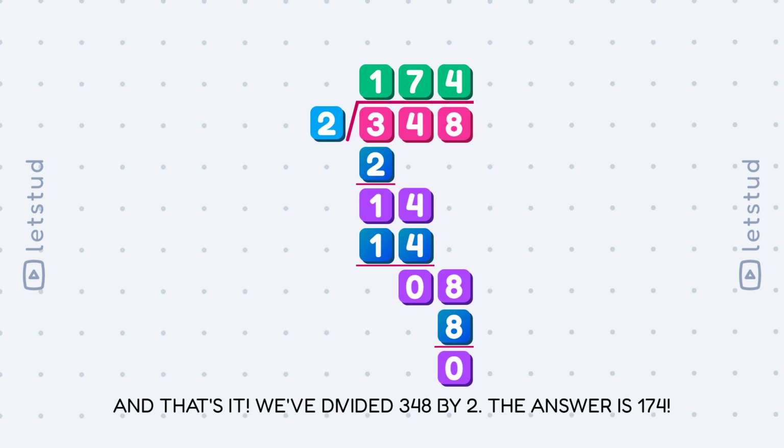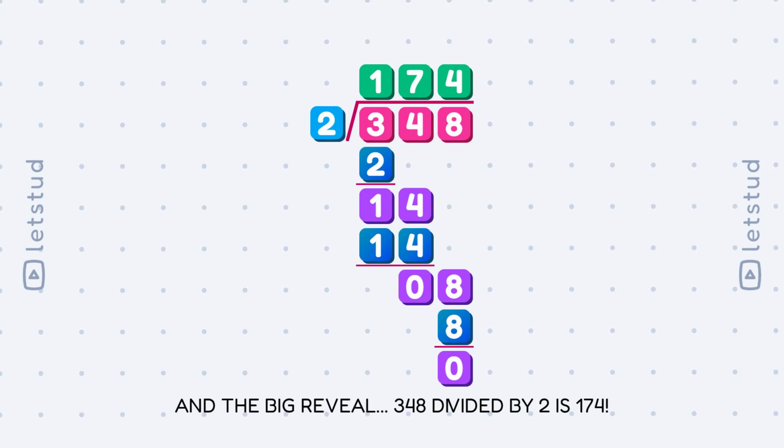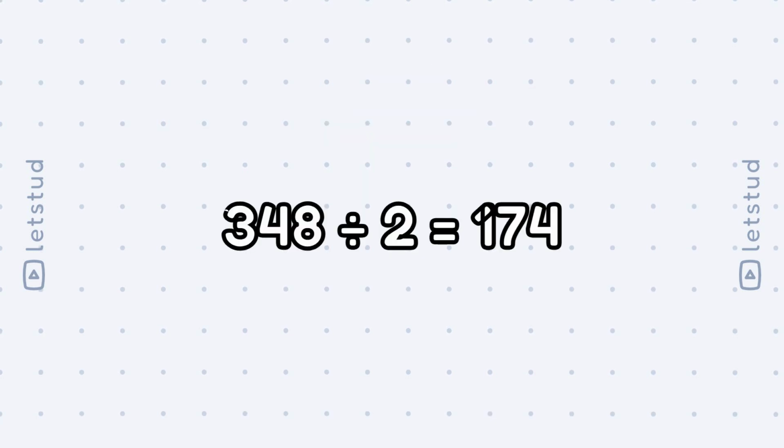And that's it, we've divided 348 by 2. The answer is 174. And the big reveal, 348 divided by 2 is 174. We did it, math whizzes. We tackled 348 divided by 2 step by step. Remember, every division problem is just a puzzle waiting to be solved. Keep practicing and you'll be a division master in no time.